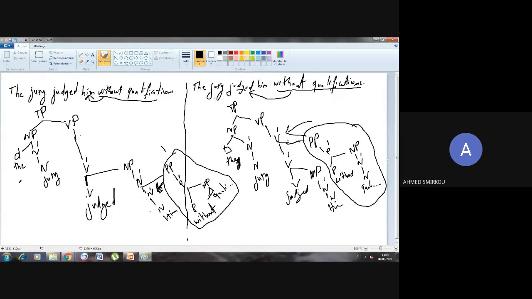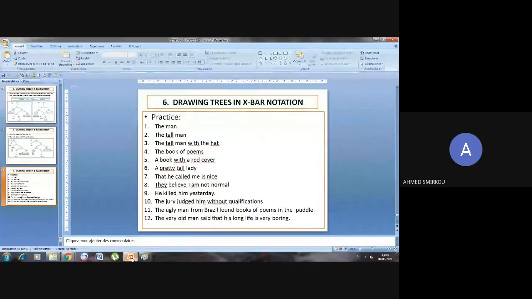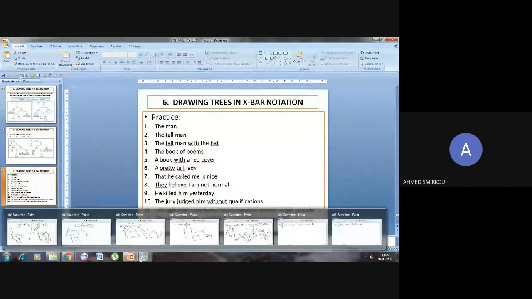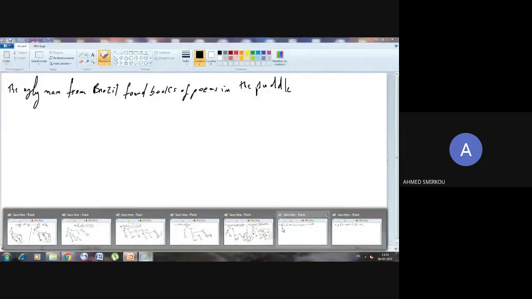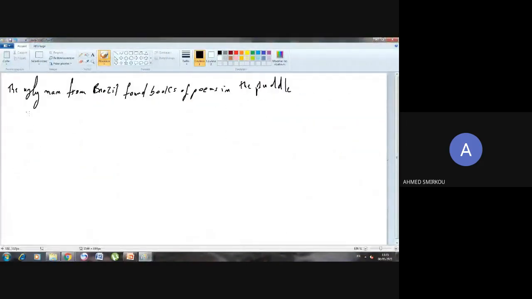Okay, very good. Is there any question? So this is the second reading. The preposition phrase refers to the verb judged, and in the first one, without qualifications refers to the NP him. Now we move on to: the ugly man from Brazil found books of poems in the Bible.